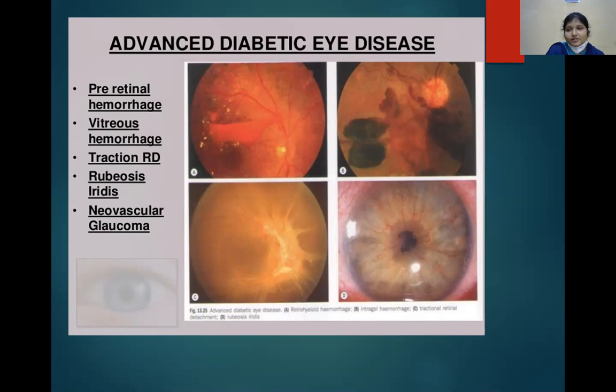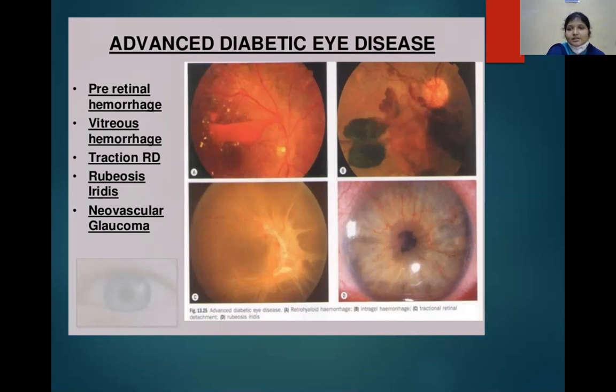Coming to classification, it is classified into NPDR, PDR, diabetic maculopathy, and advanced diabetic eye disease. And NPDR is again classified into 4 types: mild, moderate, severe, and very severe. PDR is classified into 2 types, with high risk and without high risk characteristics.